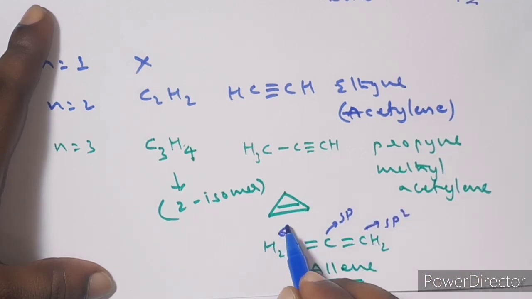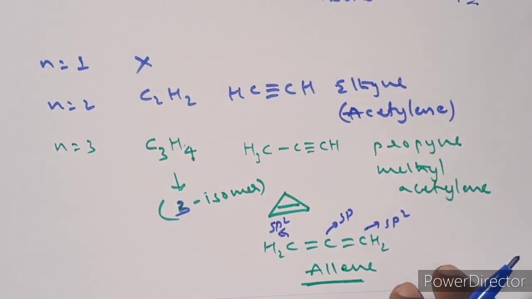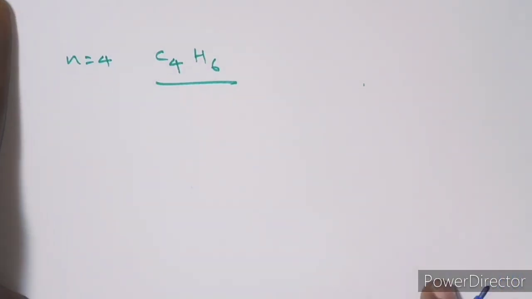Now, here the total number of isomers is how many? Three isomers we can write with the C3H4 formula. And with the C4H6 formula, how many isomers can we write?